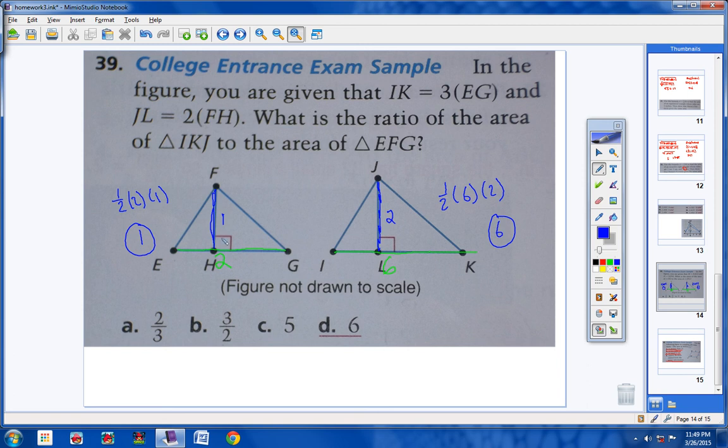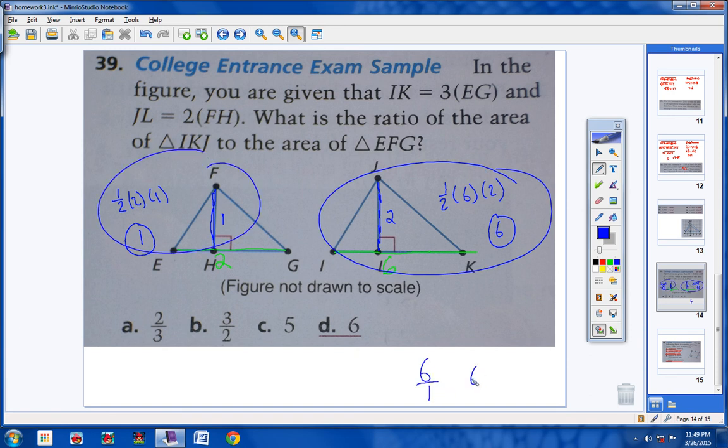So what is the ratio of the area of the bigger triangle to the area of EFG, a smaller triangle? Well, the ratio of the area of this triangle to this triangle would be 6 over 1, or 6 to 1, or 6. Either way, it's 6, okay? 6 over 1 is 6. Okay, not too bad. Alright, number 40.